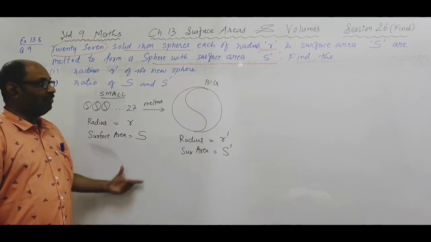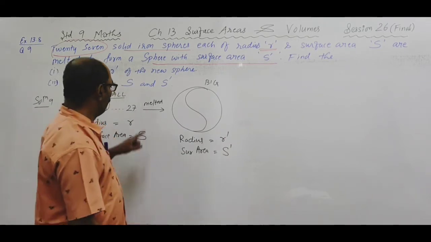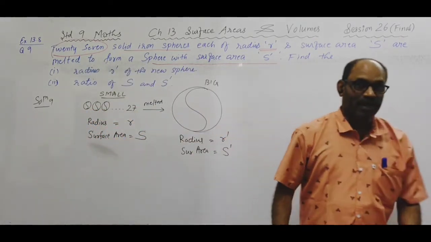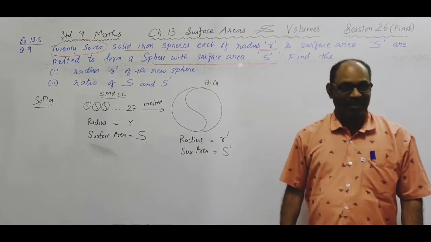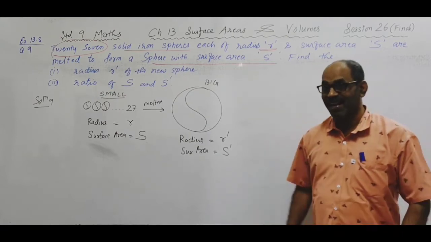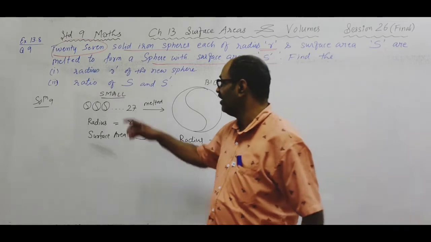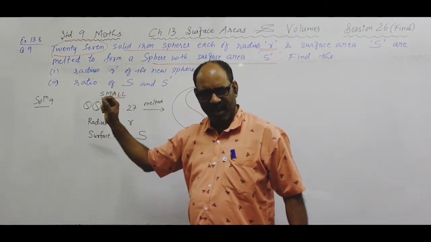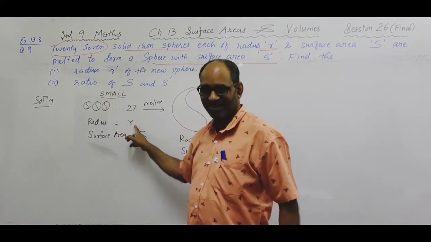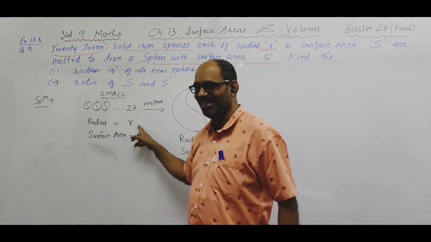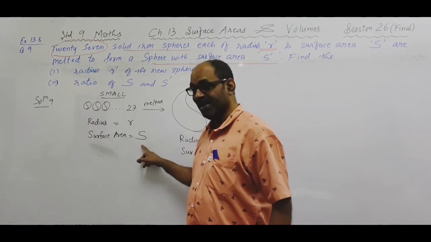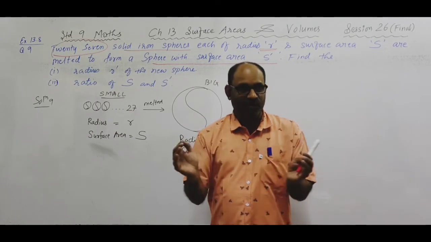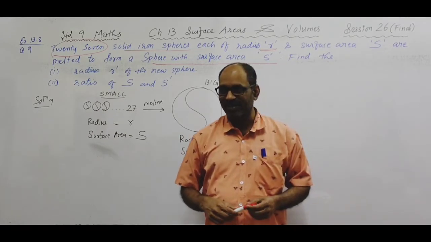Okay, now what shall we do? I have to find R dash. मुझे R dash ढूंढना है. कैसे ढूंढूं? How to find? कहां से इक्वेशन आएगा? Children, how many spheres? Each sphere is of radius R. Each sphere is of radius R. And surface area S. Now when you melt this, what will be the volume of that 27 spheres?